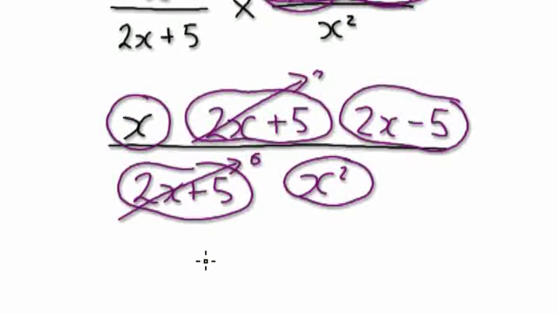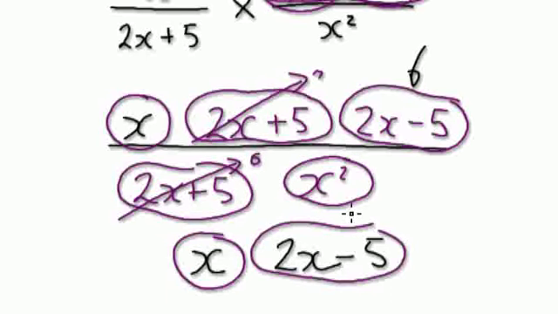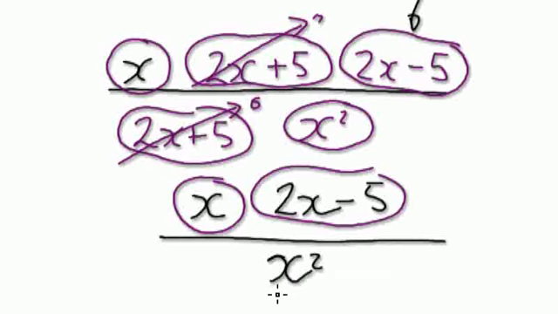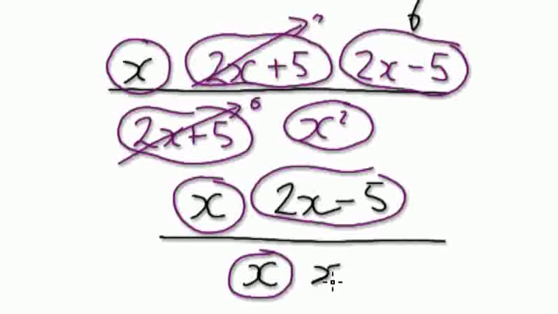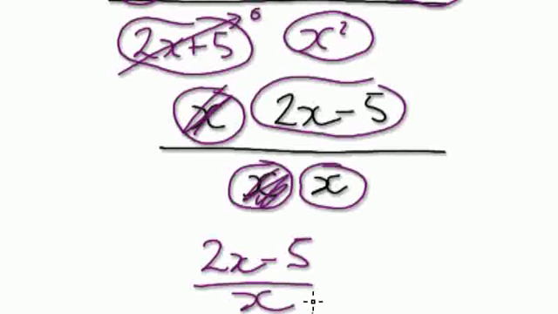So now you will have this x inside a bubble, and then you've still got this one here, which is 2x minus 5. At the bottom you will have x squared. You could imagine x squared to be x times x, and this one will cancel out with this one here. So in effect, all that you're left with is 2x minus 5 over x.